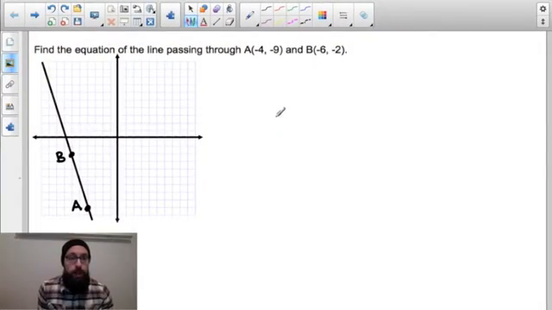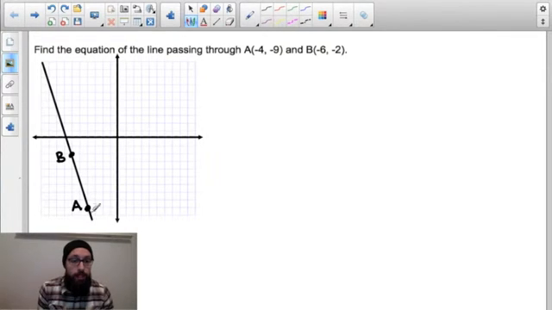Alright guys, so it says find the equation of the line passing through A, which is (-4, -9), and B, (-6, -2). So we would graph it by going -4, -9, 1, 2, 3, 4, 1, 2, 3, 4, 5, 6, 7, 8, 9, and -6, 1, 2, 3, 4, 5, 6, -2. So we have our points.